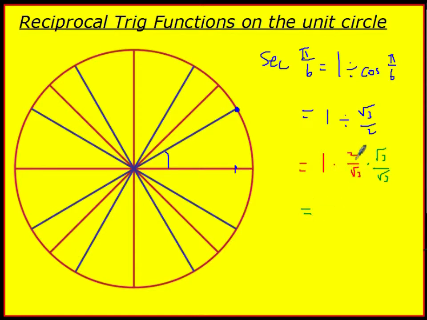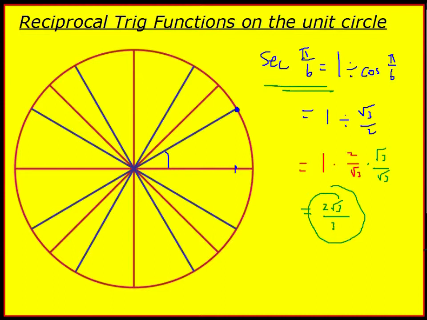So finish that up in the numerator. Of course, the 1, we ignore that. That doesn't matter. But 2 times the square root of 3 in the numerator. In the denominator, square root of 3 times square root of 3 is square root of 9, so that simplifies to 3, which leads us to secant of pi over 6 equals 2 square root of 3 over 3.